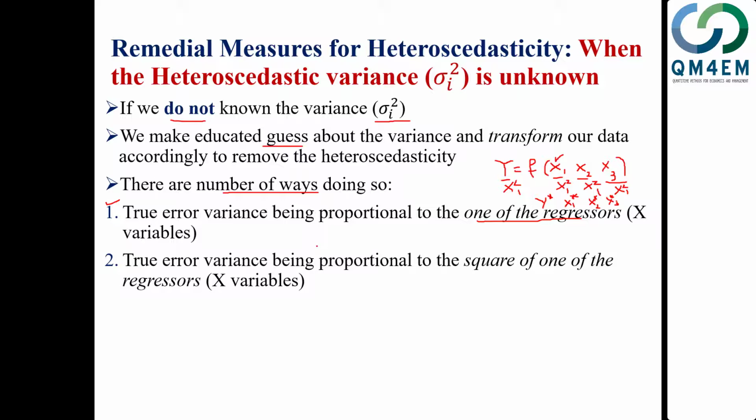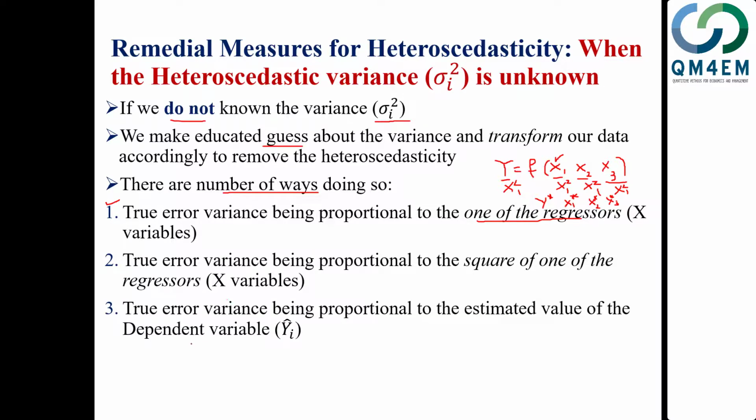So these were the two possibilities. And you can think of a third possibility, that the error term is proportional to the estimated value of the dependent variable. So instead of using the explanatory variable, I use the forecasted value of the dependent variable. How does this work? First I take the model and estimate it. I find that there is a problem of heteroscedasticity. Okay, so what I do, I forecast the dependent variable.